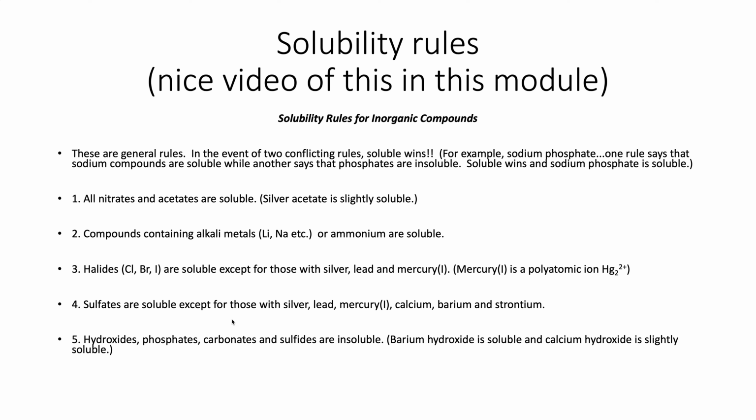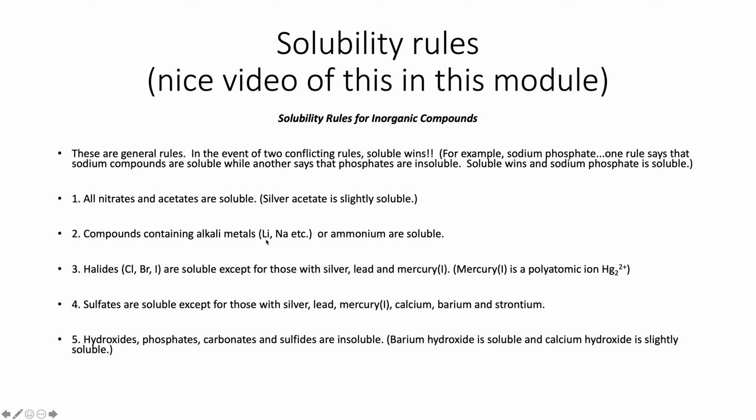But just to go through this, these are the general rules. And if you have two conflicting rules, if you have any rule that says it's soluble, it's soluble. So all nitrates and acetates are soluble. Compounds, so any compound with a nitrate, iron 3 nitrate, silver nitrate, is all soluble. Silver acetate is slightly soluble. Slightly soluble for the purposes of ionic equations is insoluble.